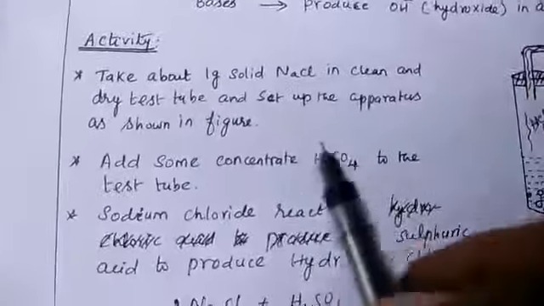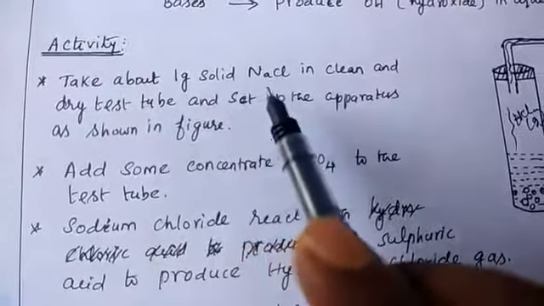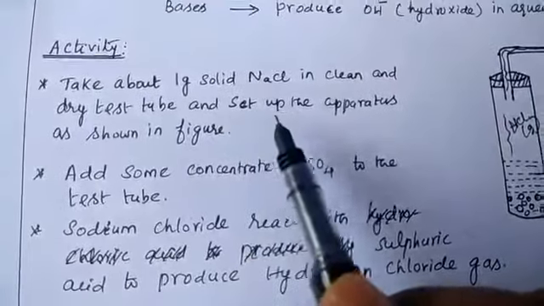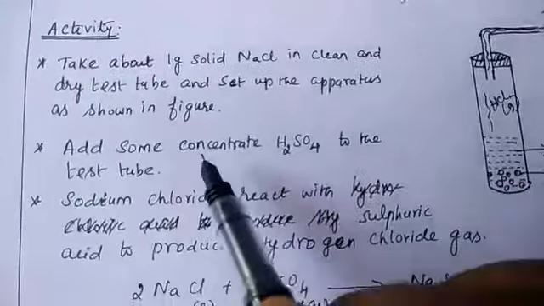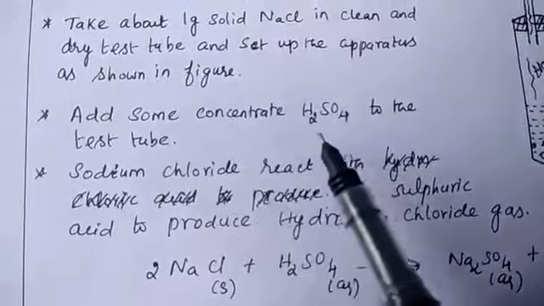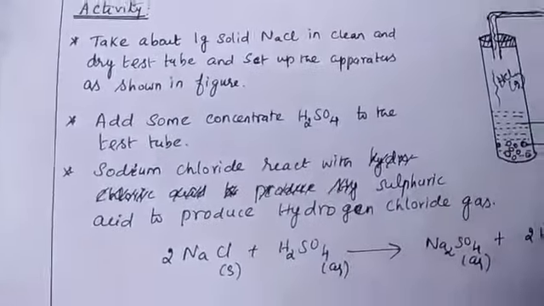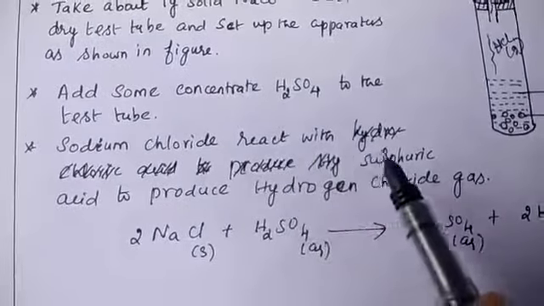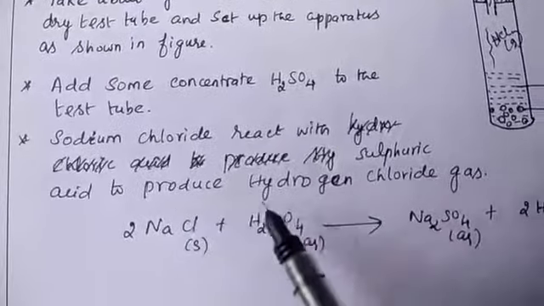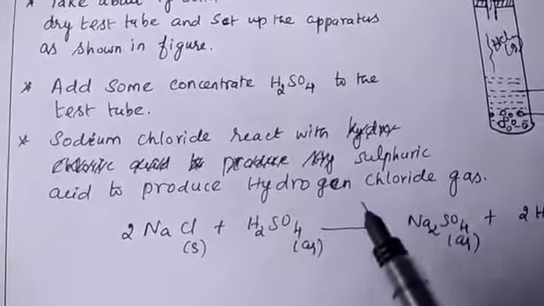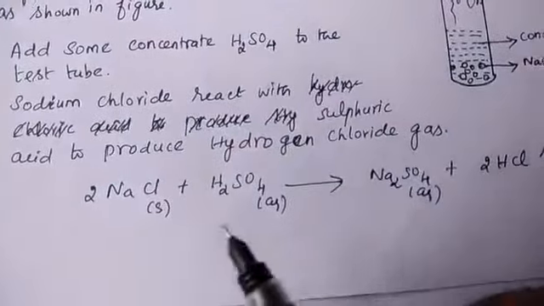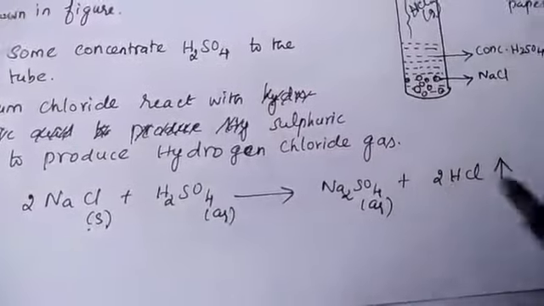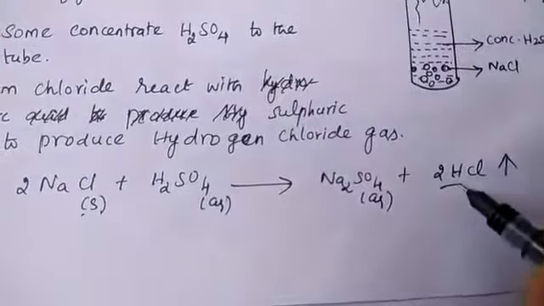Now you see the activity. Take about 1 gram of solid sodium chloride in a clean, dry test tube and set up the apparatus as shown in the figure. Add some concentrated sulfuric acid to the test tube. Sodium chloride reacts with sulfuric acid to produce hydrogen chloride gas.